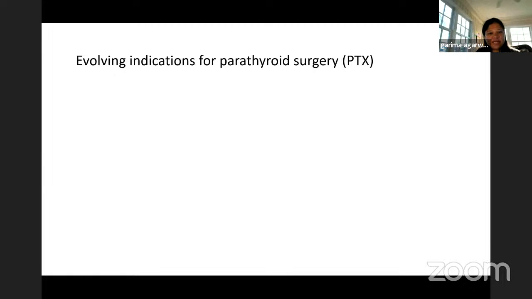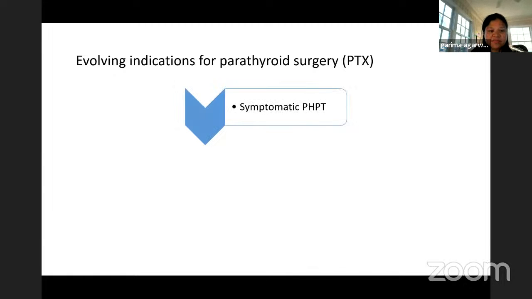Let's look at the evolving indications of parathyroid surgery. Primary hyperparathyroidism, when it was first discovered about 80-90 years back, was always symptomatic. Patients presented with hypercalcemia. They had symptoms of kidney stones, bone disease, abdominal pain, mood swings, and so on.